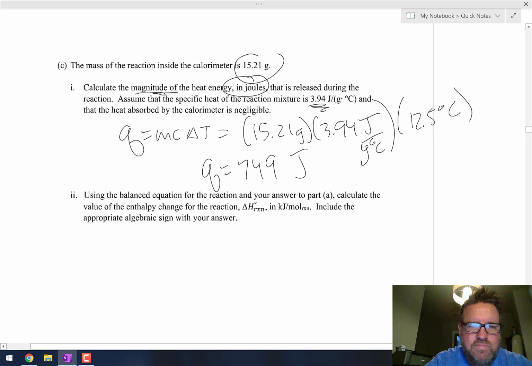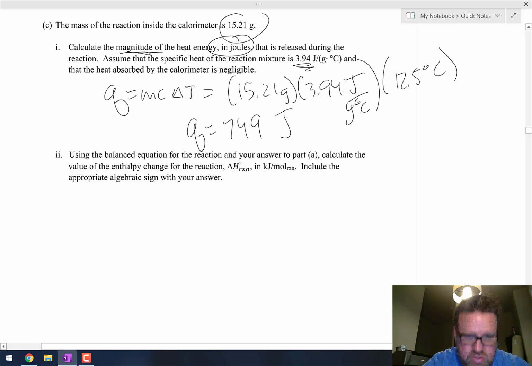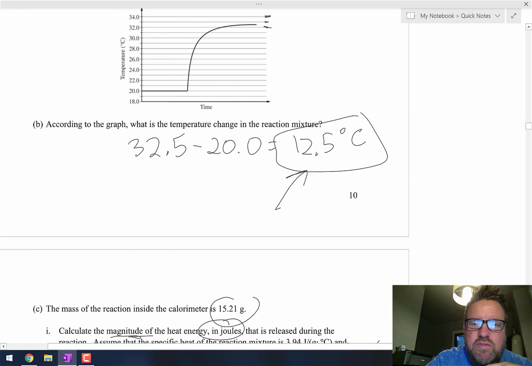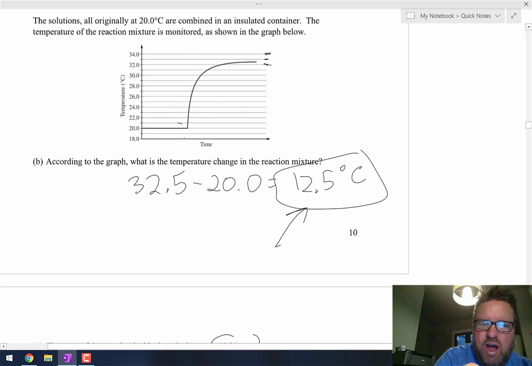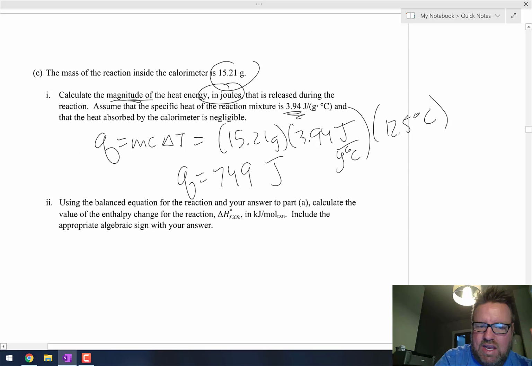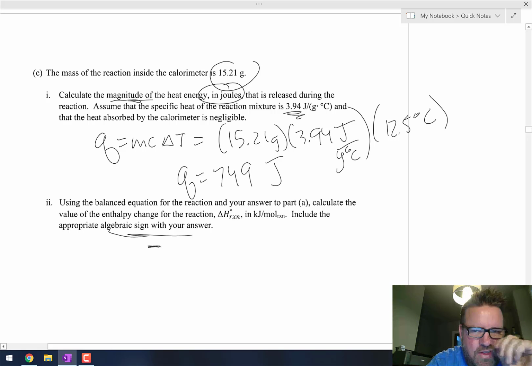Okay, and then part 2 is the last part here. It says using the balanced equation for the reaction and your answer to part A, calculate the value of the enthalpy change for the reaction in kilojoules per mole of reaction, including the appropriate algebraic sign with your answer. First of all, let's think about the sign. The temperature went up. It was 20 and goes up to 32 point something. That is releasing heat. So we know, first of all, that the algebraic sign is going to be negative, without even thinking anything beyond that.